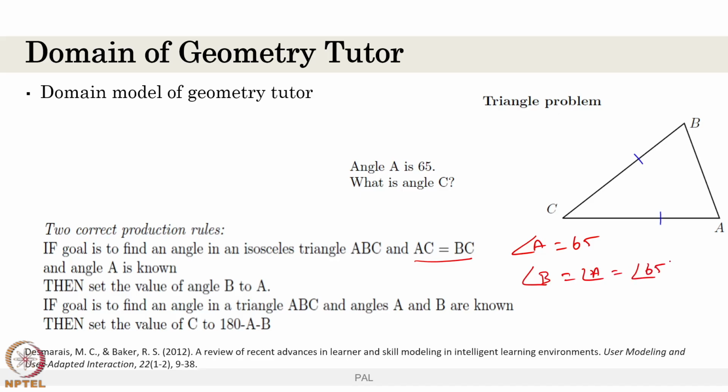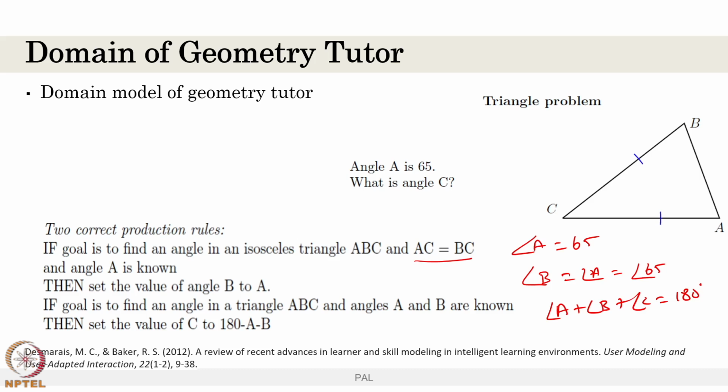Okay, this is the very first basic rule. If I want to find the angle C, you should apply the triangle rule. If the angles of A and B are already known, then C is equal to 180 minus (A plus B), because angle A plus angle B plus angle C will be 180 degrees. So you should find angle C by subtracting angle A and angle B from 180.